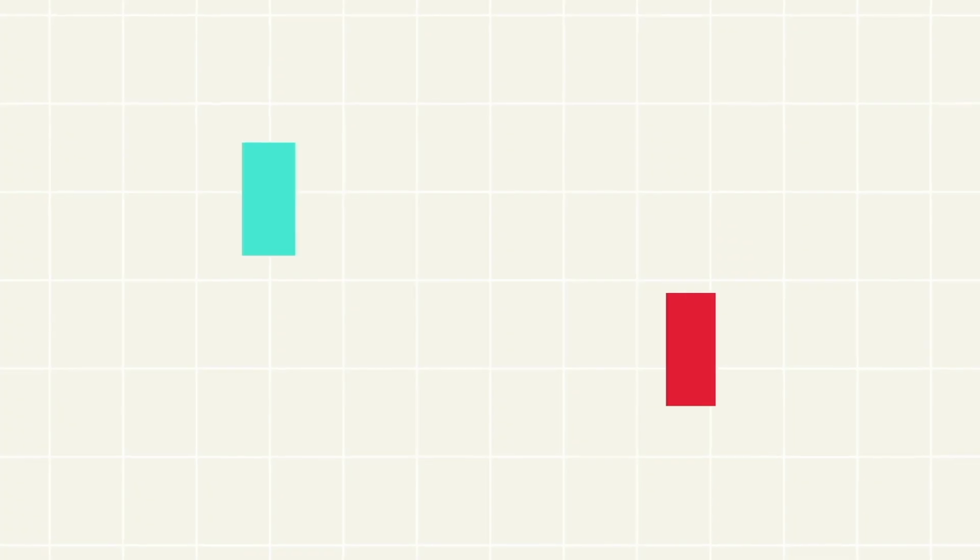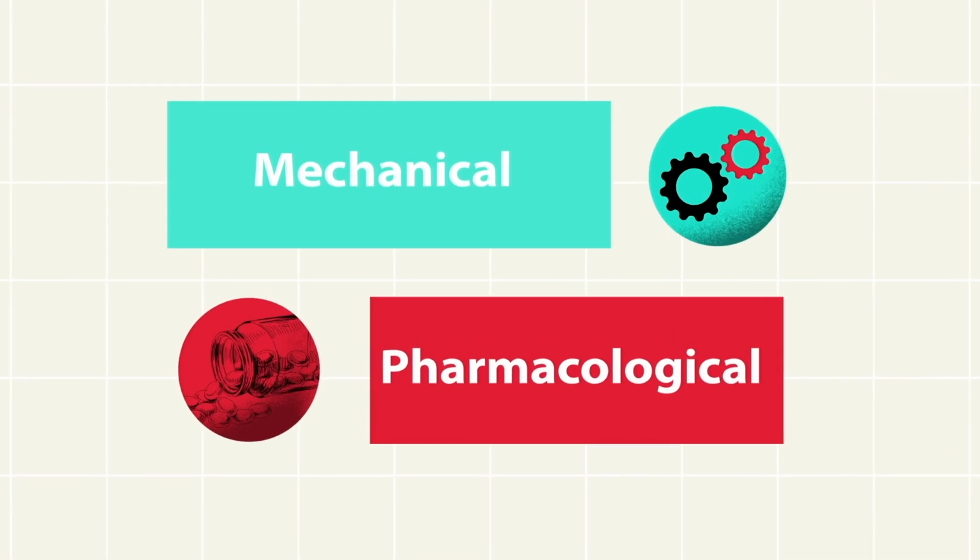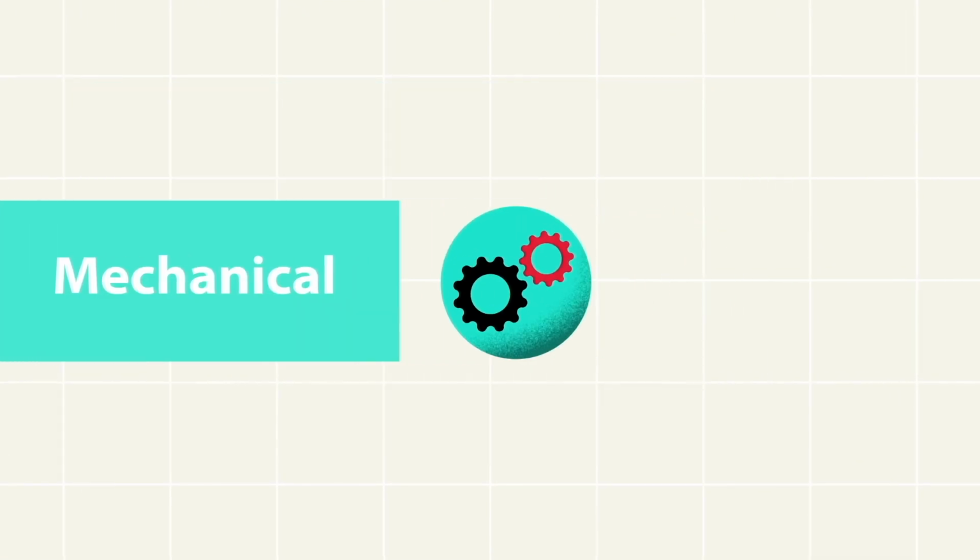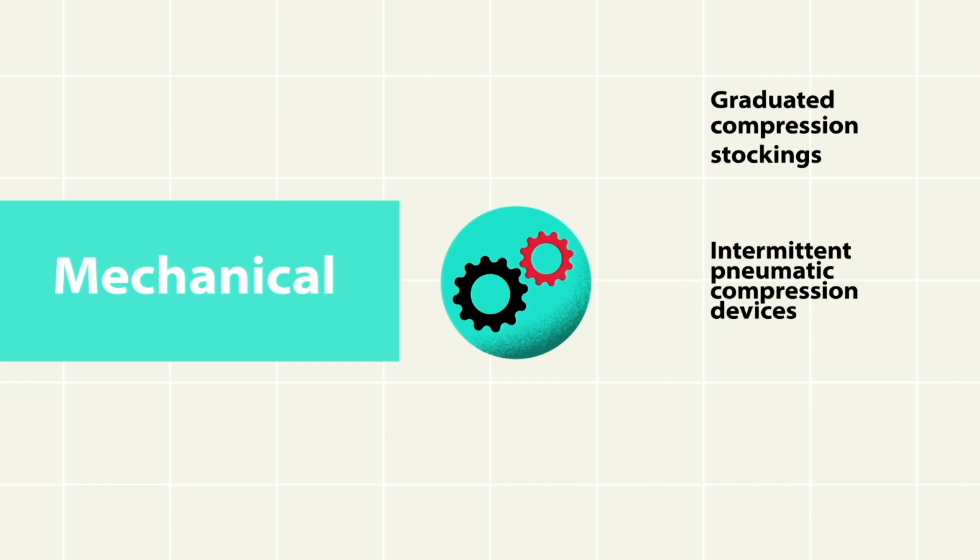Now let's discuss VTE prophylaxis. There are two main therapeutic approaches, mechanical and pharmacological. Mechanical prophylaxis devices, such as graduated compression stockings, intermittent pneumatic compression devices, and venous foot pumps, aim to prevent venous stasis, thereby reducing thrombus formation risk.